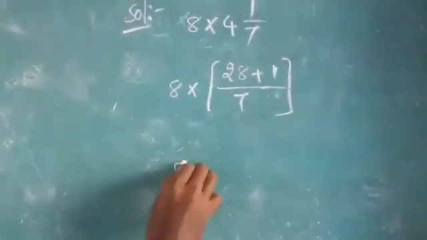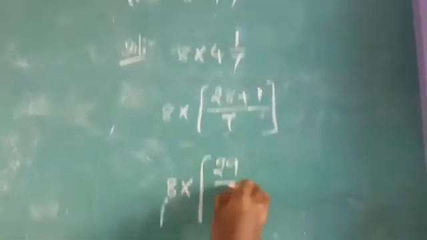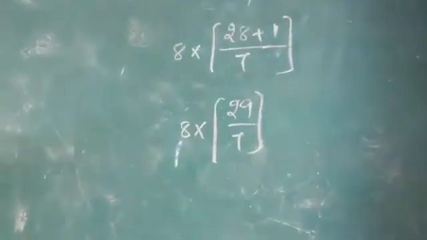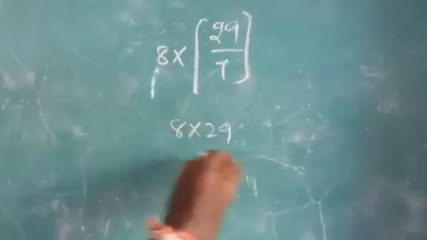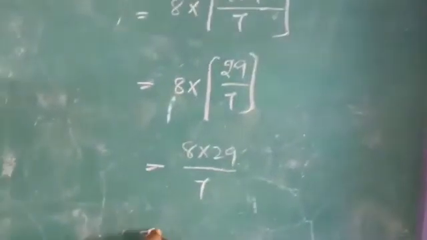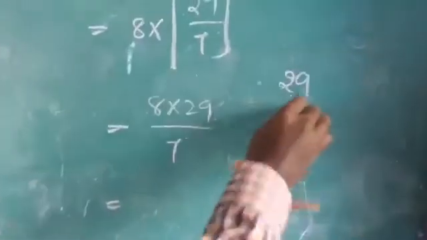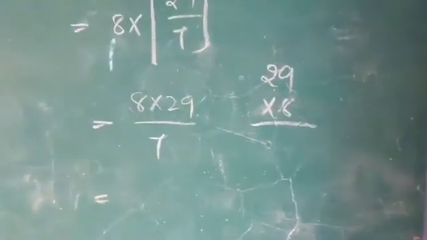So what do you write? 8 into 28 plus 1, 29 by 7. It is also an improper fraction. How will you do 8 into 29 by 7? So multiply it, 29 into 8. How will you do that multiplication? You all know that.